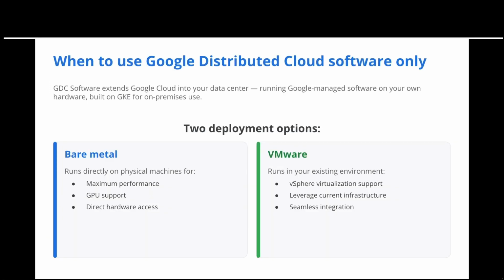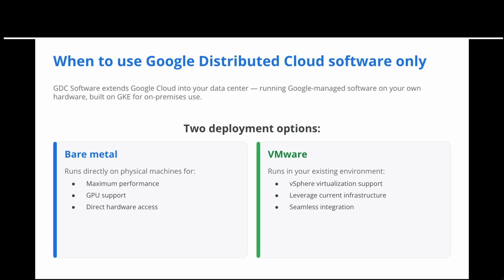Google Distributed Cloud Software is designed for organizations that want the Google software stack running on their own existing hardware inside their own data center. So this solution extends Google Cloud into your data center by running the Google-managed software, which is built on GKE for on-premises. You have two deployment options to consider: bare metal and VMware.